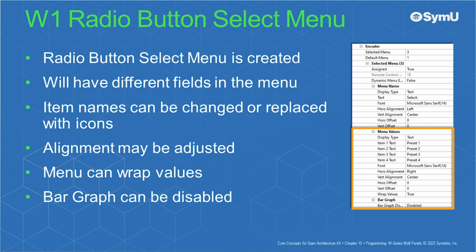When a radio button select menu is created, it will have different fields in the menu. Item names can be changed or replaced with icons. Alignment may be adjusted, the menu can wrap values, and the bar graph can be disabled.